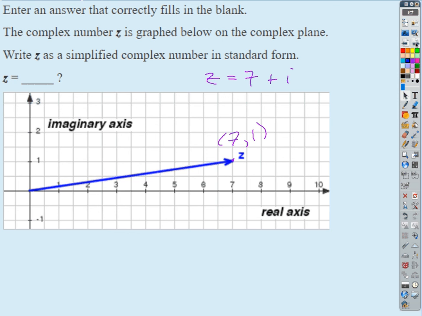We wouldn't write 1 times x. We literally just treat i like a variable. It's not a variable. It's a constant, right? It stands for the imaginary unit. But you treat it just like a variable. So you wouldn't put a 1 in front of it as a coefficient, right? That's implied.